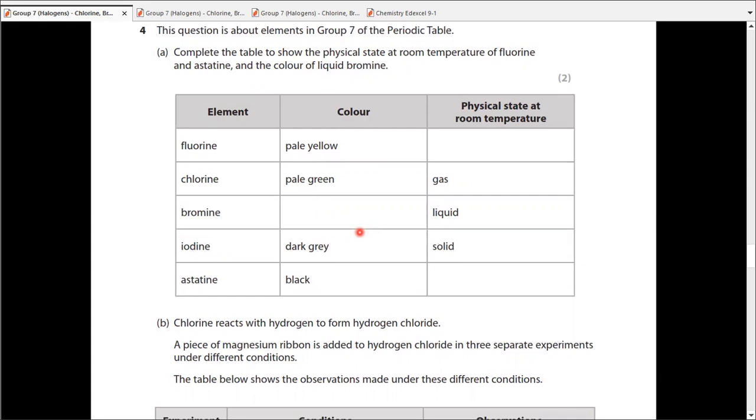So for fluorine, the physical state will be gas, and yes, that is right. And for bromine, the color would be red-brown. Perfect. And for acetone, the room temperature state will be solid. Yeah, I remember. Solid. You also answered it in the previous question, so that should be easy. Okay, moving on.